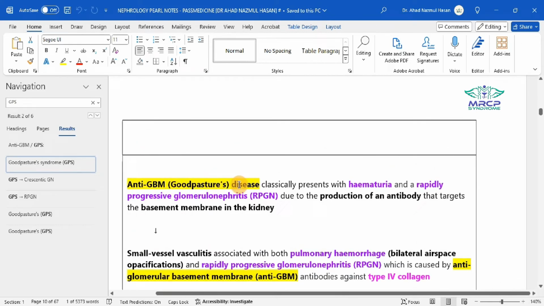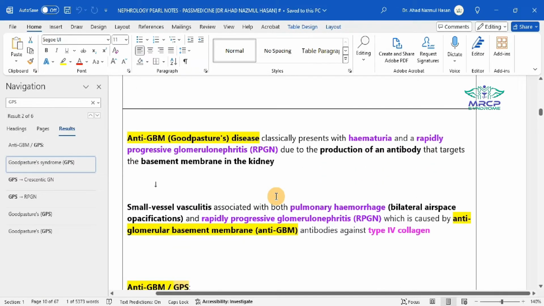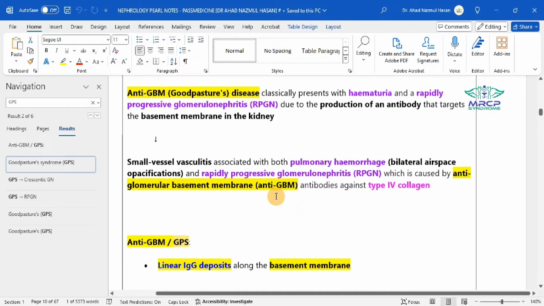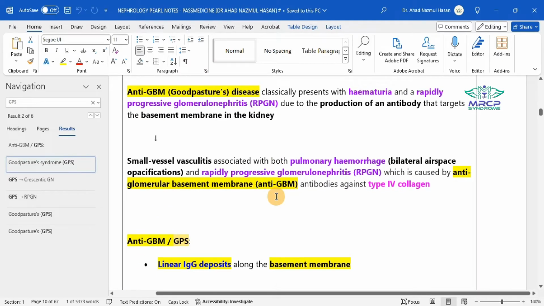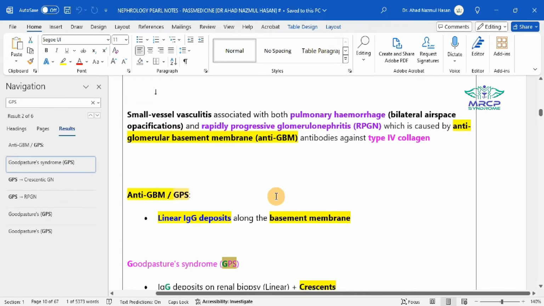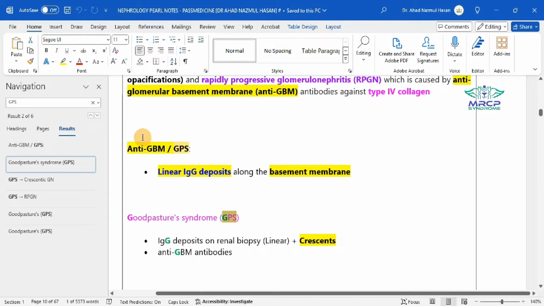Anti-GBM disease, also known as Goodpasture disease, classically presents with hematuria and rapidly progressive glomerulonephritis due to production of an antibody that targets the basement membrane of the kidneys. It is a small vessel vasculitis associated with both pulmonary hemorrhage, bilateral airspace opacification, and RPGN, which is caused by anti-GBM antibodies against the type 4 collagen alpha 3 chain. So in case of anti-GBM disease, there would be linear IgG deposition along the basement membrane.